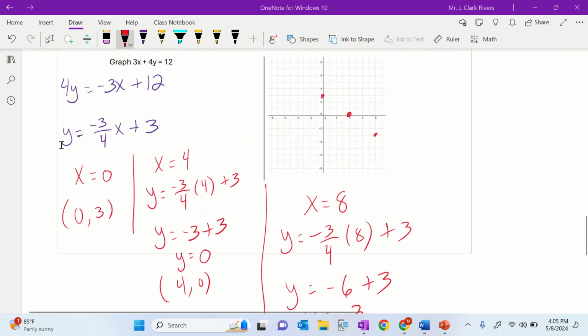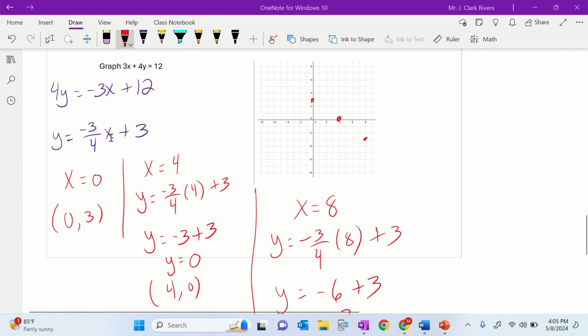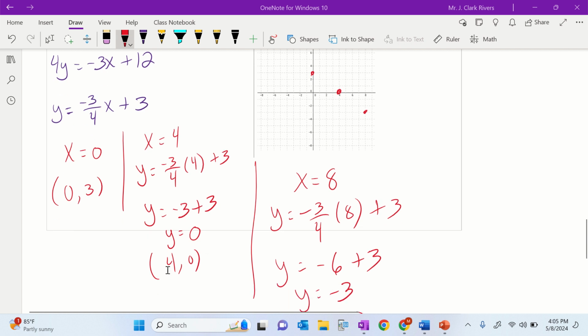That's okay. I chose x equals 0. Negative 3/4 times 0 is 0 plus 3. We get 0, 3. I plotted that point right there. I chose x equals 4 next. All right, so 4 over 4 is 1. We're left with negative 3 plus 3. That's 0. So when x is 4, y is 0. So there's the point 4, 0 right there.